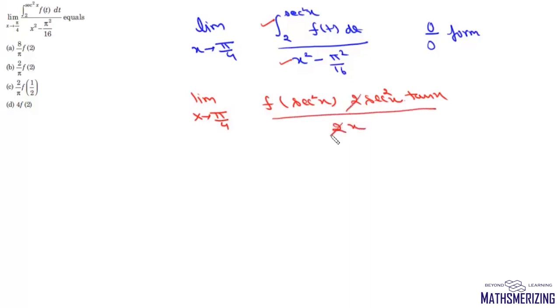Now we can cancel this 2 with 2. Here tan x upon x is not 1, because this is not x tends to 0. It is x tends to pi by 4. So we'll put the value of x as pi by 4. So it'll be f of, now secant square pi by 4 is 2. This value is 2. Tan pi by 4 is 1 upon pi by 4. So the value of this limit will be 8 upon pi f(2), and that's your option A.